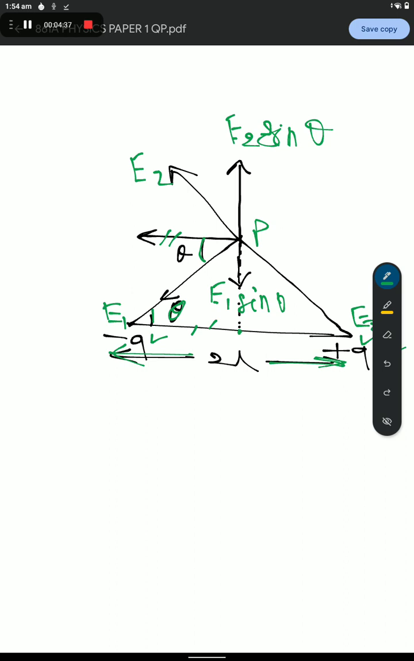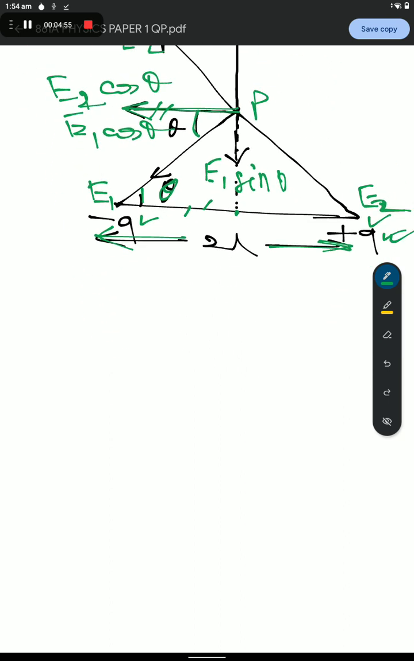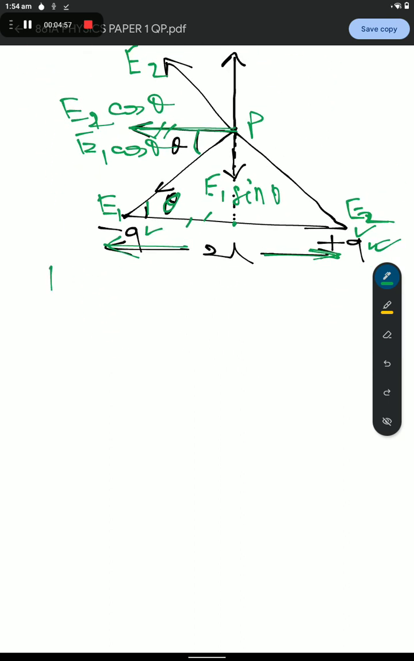Now very well you can see that these components, this one right here, is both E1 cos theta and E2 cos theta. So you can see they are adding up on this cos component, but they are cancelling each other on the sine component. So we can very well see that for E1 it would be 1 by 4 pi epsilon naught.